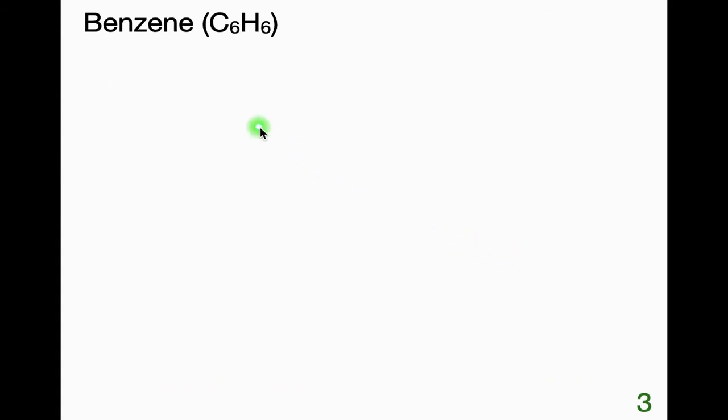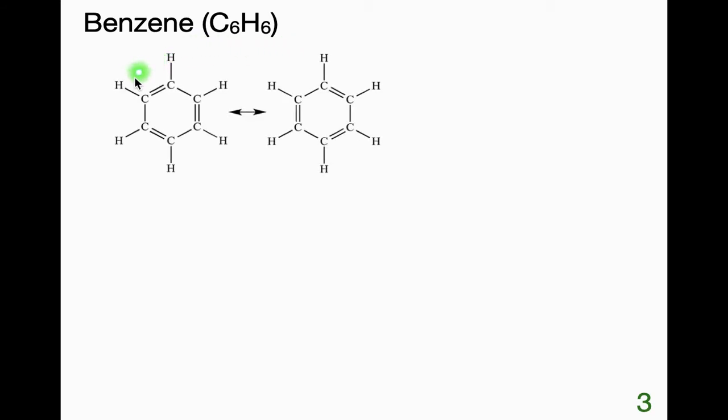Now, while we're talking about resonance, it seems like a good idea to throw in here, at no extra charge, benzene. Benzene is a very, very common molecule. You see it all the time, particularly when we get to organic chemistry. What it is, it's 6 carbons in a ring with alternating double bonds. So you can see every other carbon is double bonded.